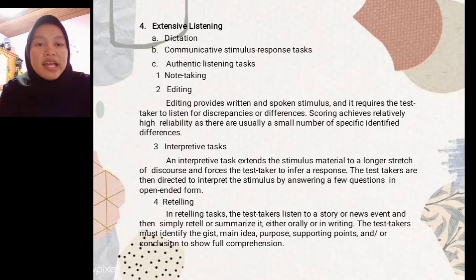And then there is also retelling. In retelling text, the listener listens to a story or news event and then simply retells or summarizes it either orally or in writing. The test taker must identify the gist's main idea, purpose, supporting points, and or conclusion to show full comprehension. Untuk desain retelling ini, si pendengarnya itu diminta untuk mensummary dari apa yang sudah ia dengar.